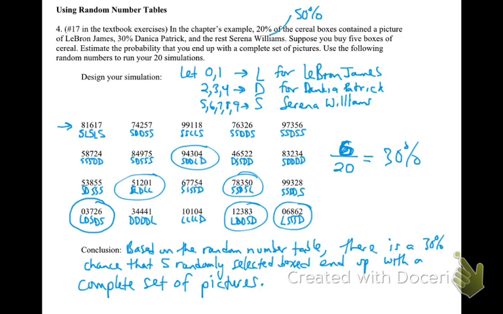Okay, so based on the random number table that we have here, now keep in mind that different random tables are going to give different results. Okay, but based on this random number table, there's a 30% chance that 5 randomly selected boxes end up with a complete set of pictures. Okay.